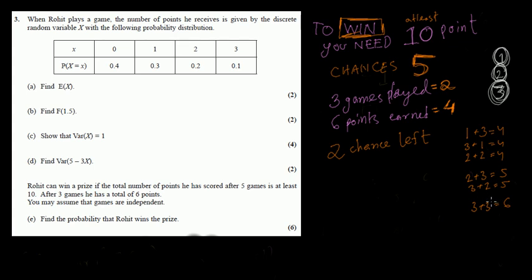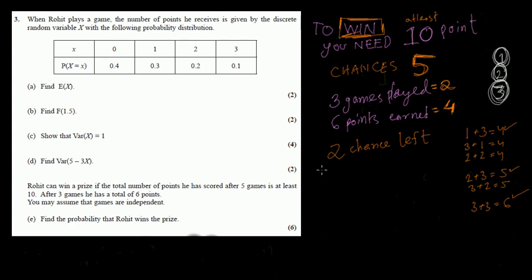6. So in all these things, if you get 4 or a 5 or a 6 in your 2 chances, either way you're getting 10 or more than 10. That means you're winning. So in order to win, you need this. You need a 4, you need a 5, or you need a 6 in the 2 chances that you have left. So let's find out the probabilities.